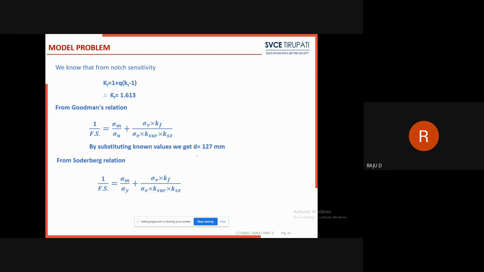But here they will give only sigma U and sigma Y. They will not give any endurance limit value, but you calculate the sigma E value. For steel, as given in the problem, what is sigma E? Sigma E is equal to 0.5 times sigma U. I already told you: sigma E is equal to 0.5 times sigma U. From this relation, you calculate the endurance limit value. By using these two theorems, you calculate the diameter of the bar.